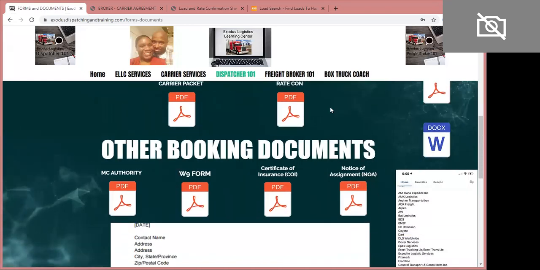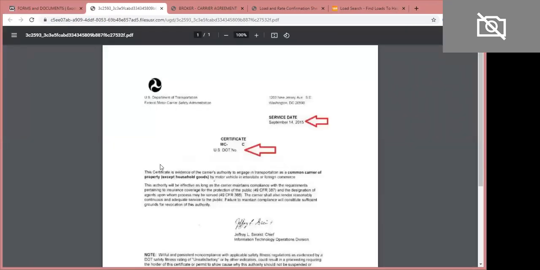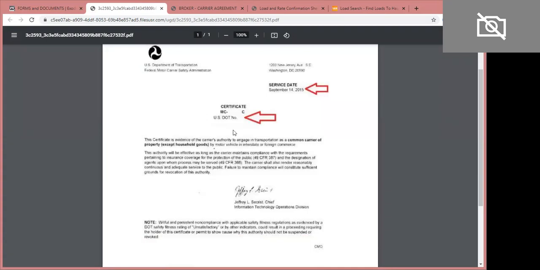So I got the other document forms, so people who are new under my training can see what they look like and know what they are when they see them. So here's what an MC authority letter looks like. You may have seen one before.